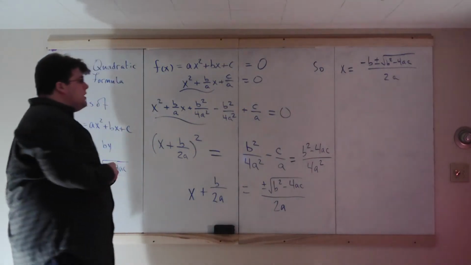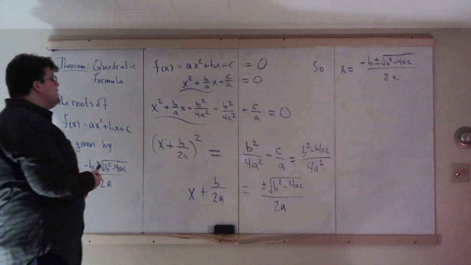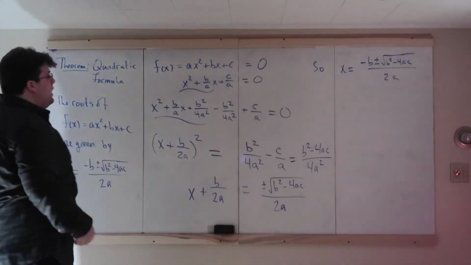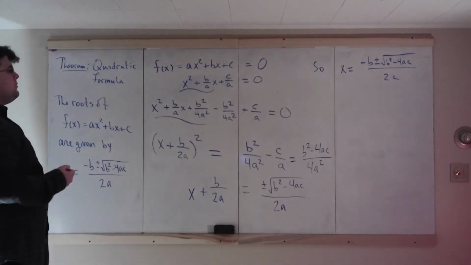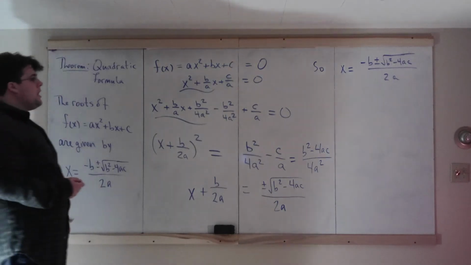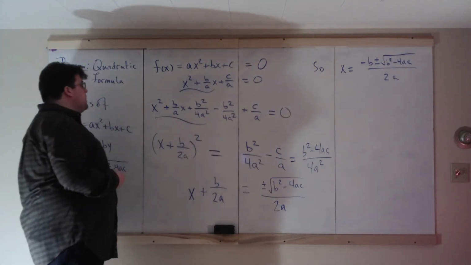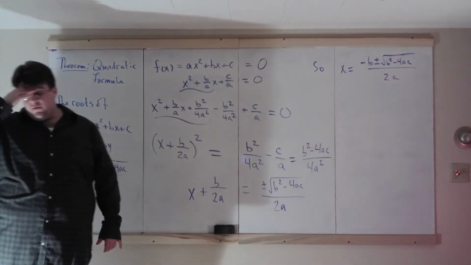So all we did here, there are a lot of letters to keep track of, but remember a, b, and c are just numbers. But all we did here was complete the square, and we were careful with our notation. And you could use this to find roots.